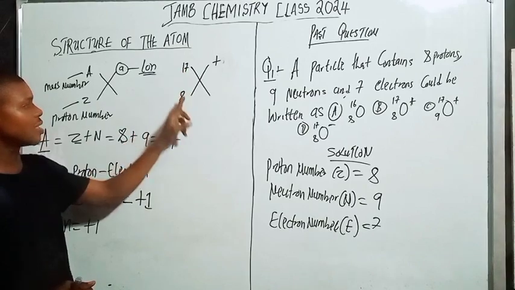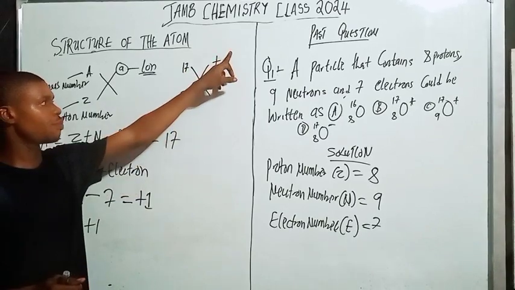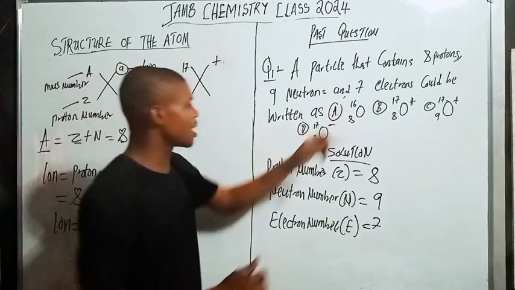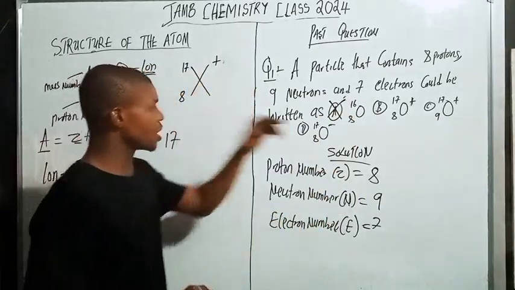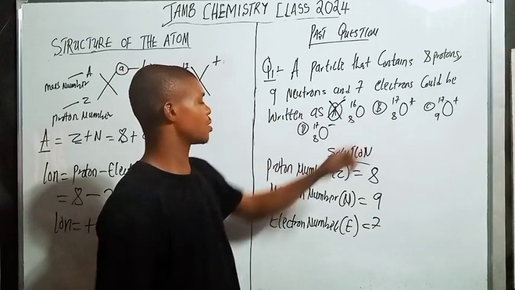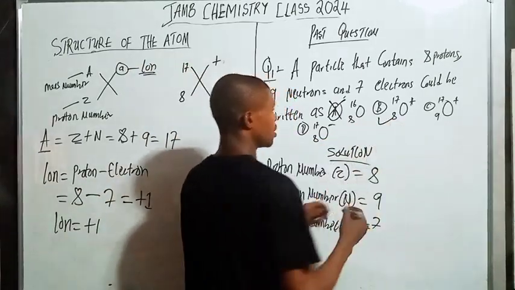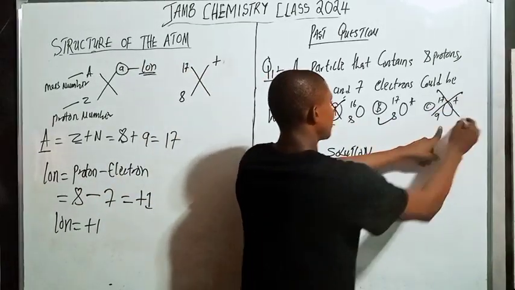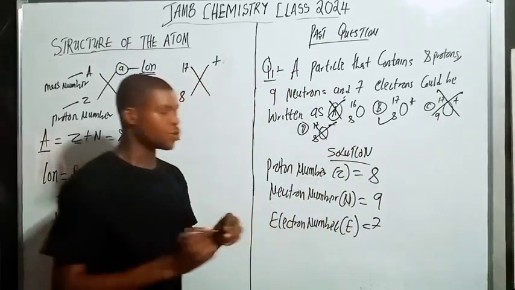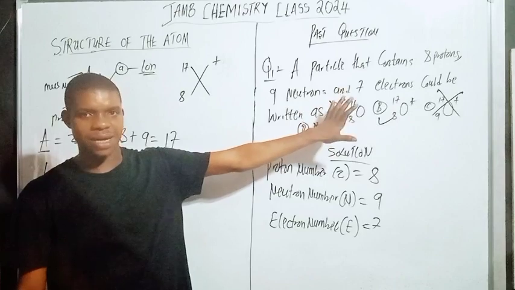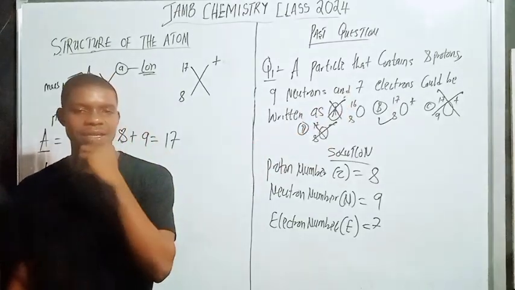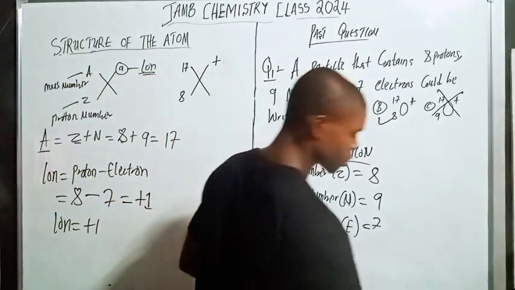Because 17, 8 raised by plus 1, right? So is this the correct answer? No, this isn't the correct answer, right? Then let's check here. This is the correct answer. So this is the correct one. This one is wrong, right? And this is what is wrong. So this is a typical JAMB question.